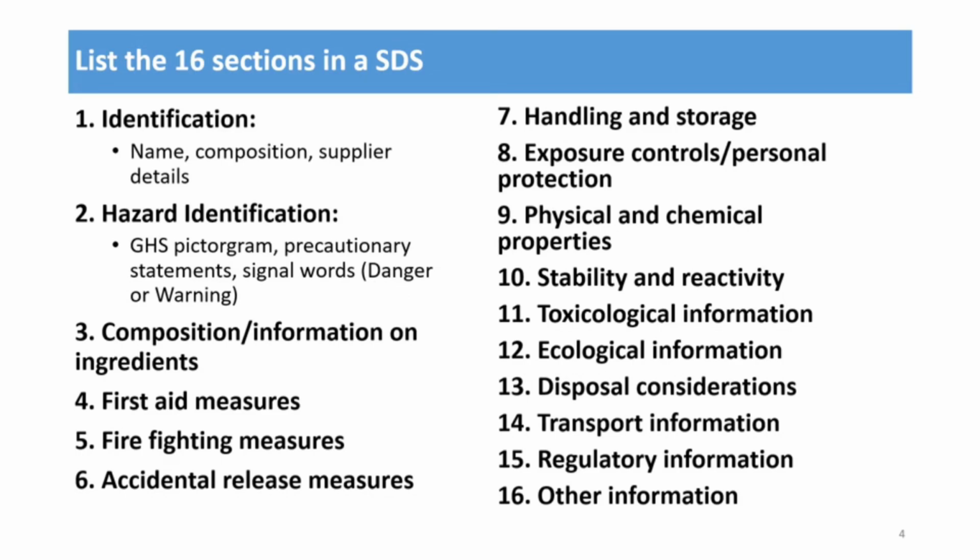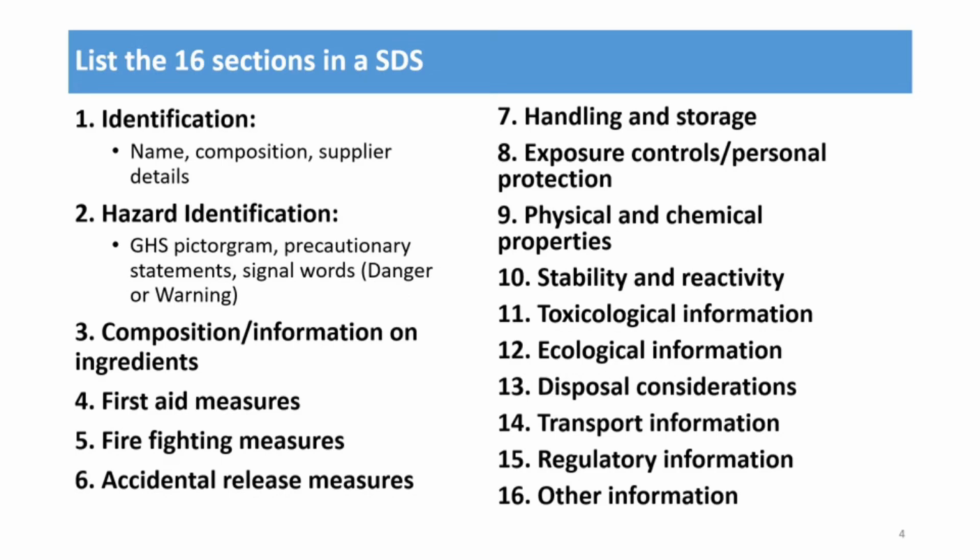Section 9 states the physical and chemical properties of the chemical. Section 10 covers the stability and reactivity of the chemical. Section 11 provides data on toxicology information, including effects of the short-term and long-term exposure to the chemical. Section 12 explains the effect of the chemical on the environment and ecology.